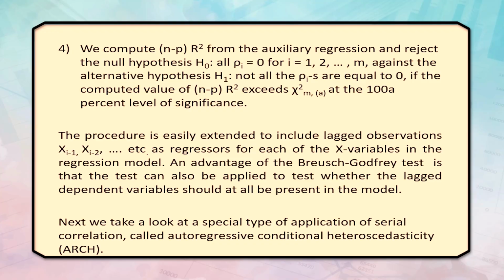That alpha may be 0.01, and then 100 times 0.01 is the percentage level of significance, that is 1% level of significance. Or if it is 0.1, then 100 times 0.1 is the 10% level of significance. If it is 0.05, then it will be 5% level of significance.